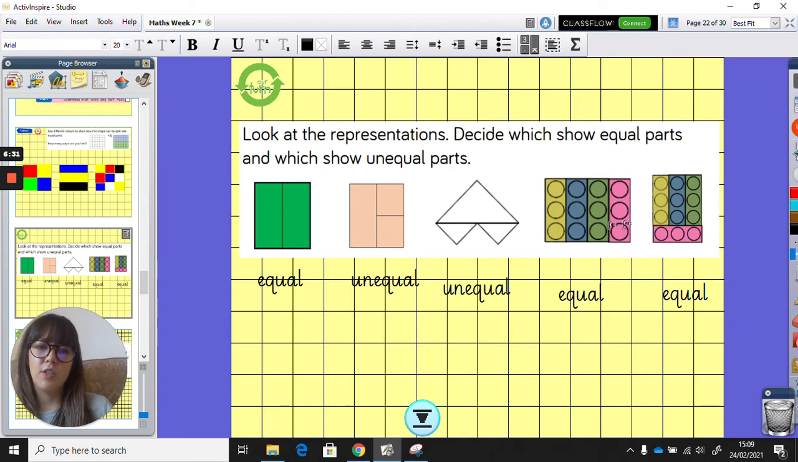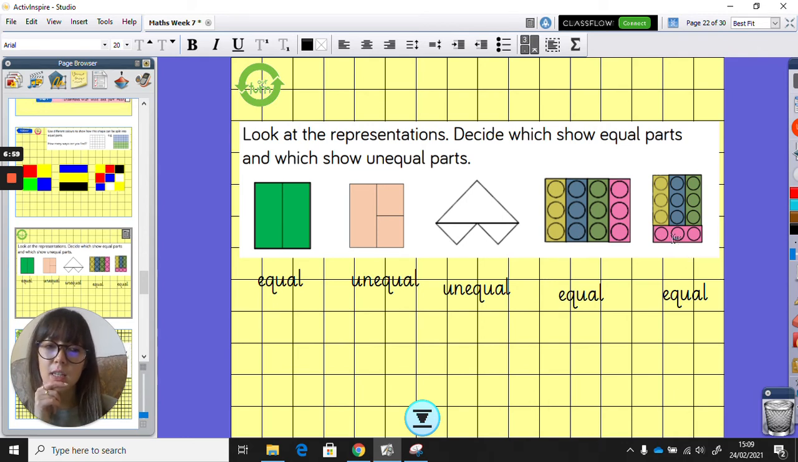Now these last 2 are actually very, very similar. Now imagine you could make these using cubes. So you've got 1, 2, 3, you've got 12 cubes altogether, but they are split up into 3s. So you can see they are 4 groups of 3 equal cube towers, for example. Now, this one looks different to this one, but it's still equal.